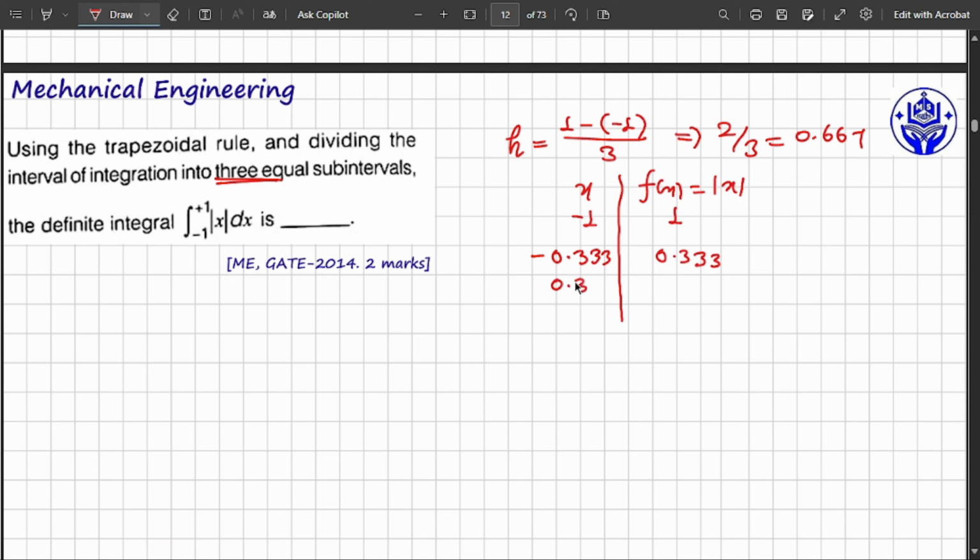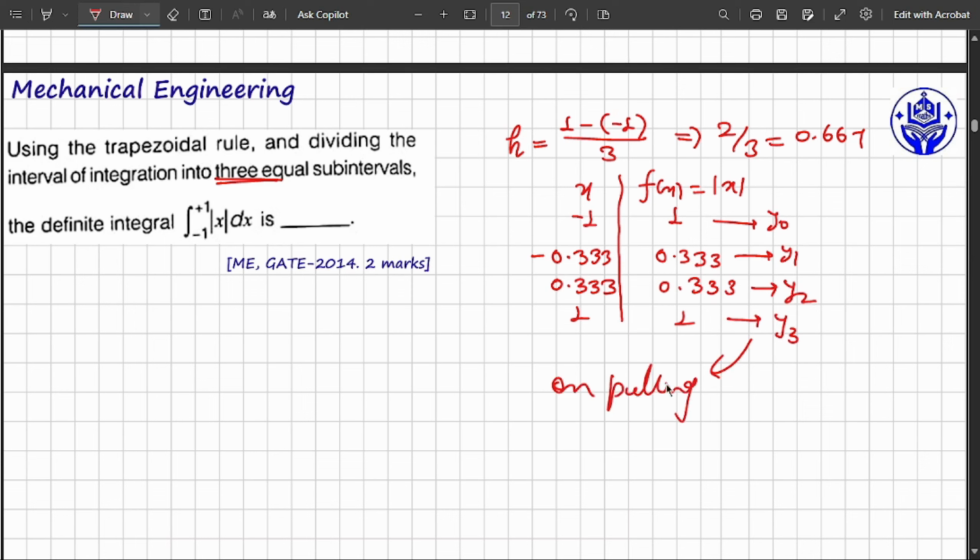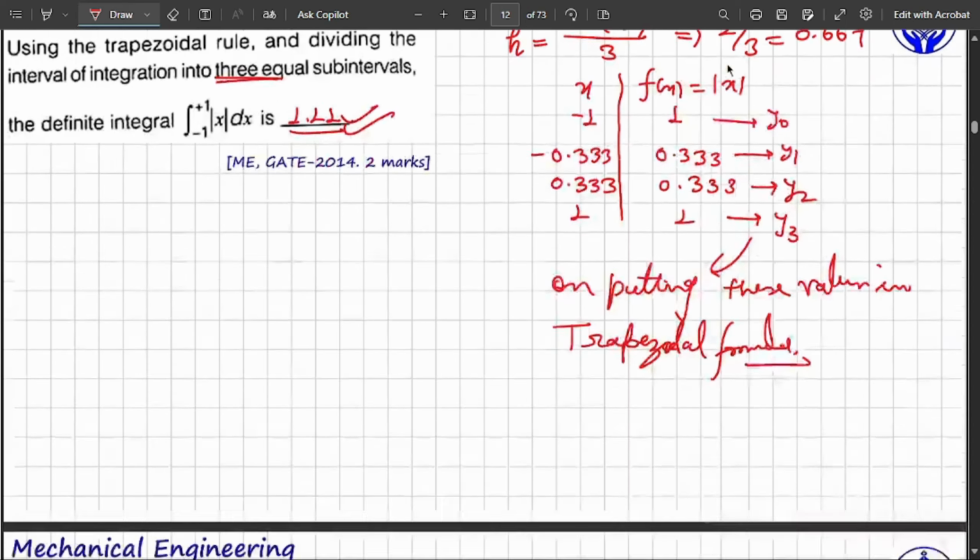And now 0.333 is basically 0.333, and 1 is 1. So these are the values: y0, y1, y2, y3. On putting all these values in the trapezoidal formula, we are getting the result 1.11. So this is the correct answer.